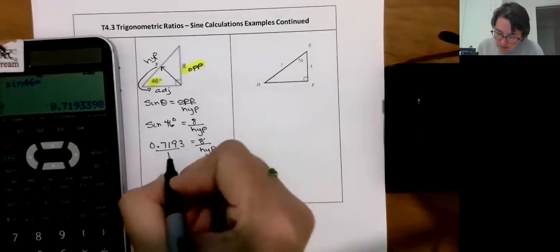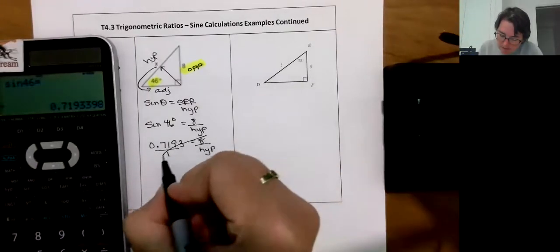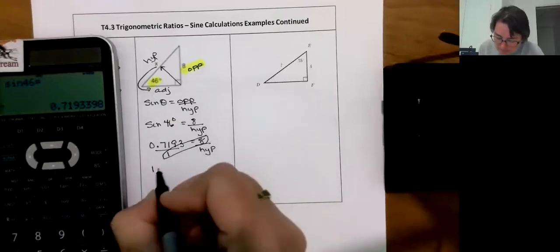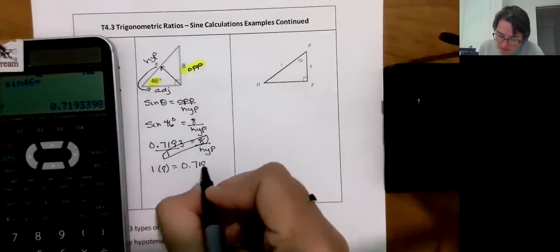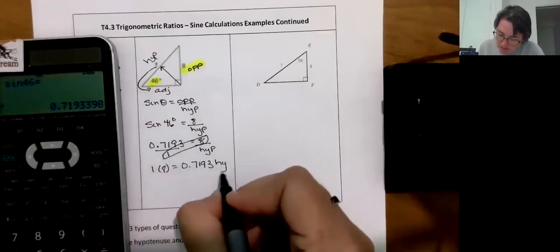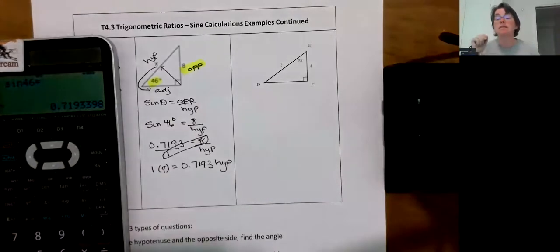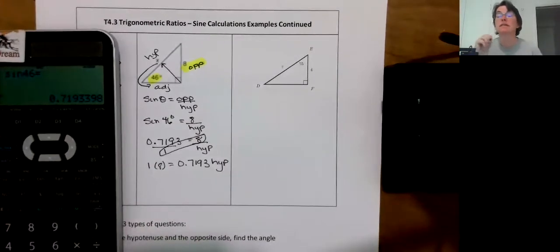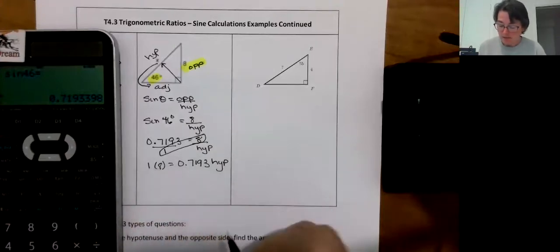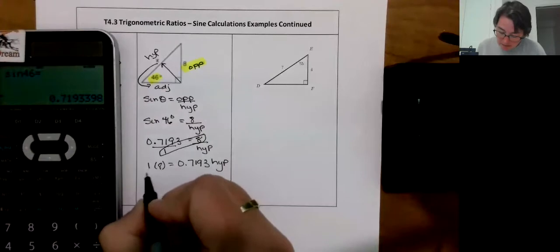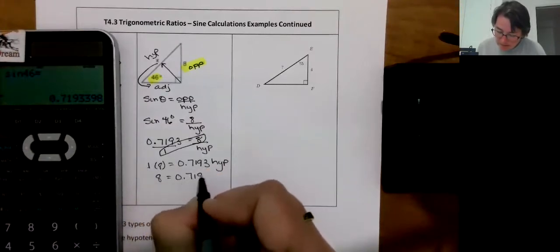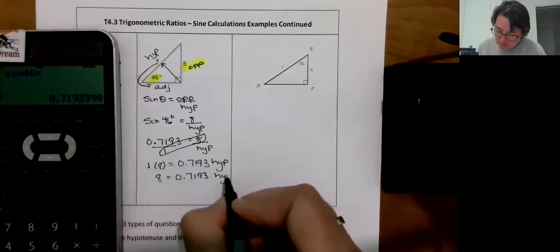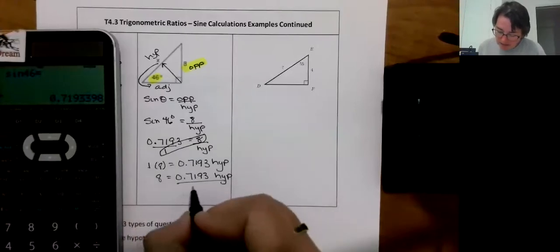And then we're going to cross multiply. So 1 times 8 is equal to 0.7193 hypotenuse. Now notice this is slightly different than the last one. In the previous video, all we had to do is multiply things together. Well, we're going to do that here too. So 1 times 8 is 8, 0.7193 hypotenuse. But in here, we need to divide to get rid of this.